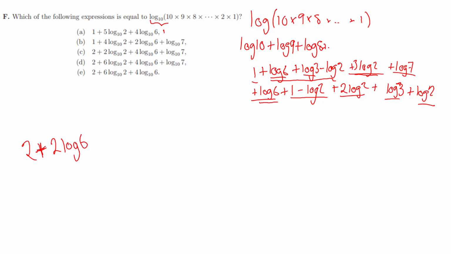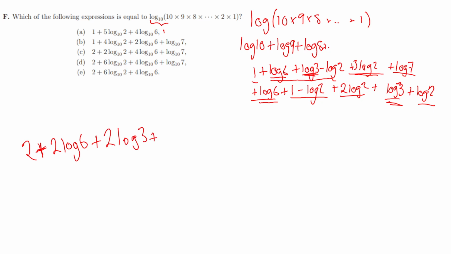Is that what I've gotten? So I'm just checking my own working here. Plus log 3. Oh, I'm looking at log 2, aren't I? That's what I'm doing wrong. Sorry about that. So we've got 1 log 3 here. We've got 1 log 3 here. So we have plus 2 log 3.